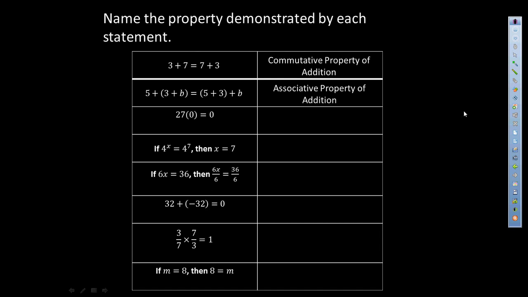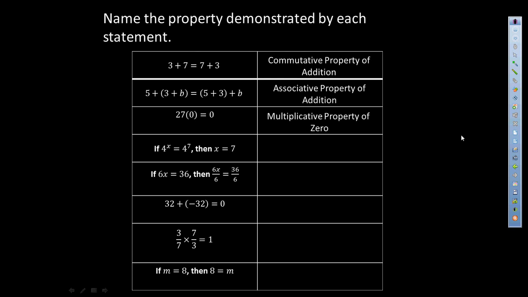The next example, we have 27 multiplied by 0 is equal to 0. And if you remember, no matter what number we multiply by 0, the product is always 0. That's an example of the multiplicative property of 0. In the next example, it says, if 4 to the x is equal to 4 to the 7th power, then x is equal to 7. Notice the bases are the same, and if so, then we can use the exponential property of equality to state that x is equal to 7.